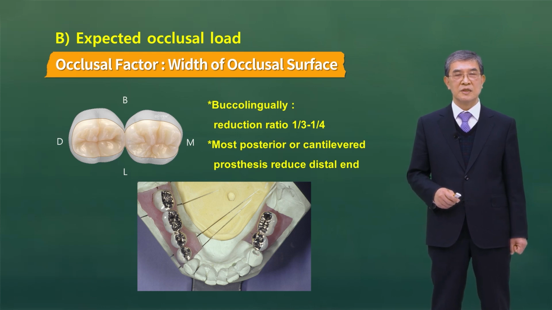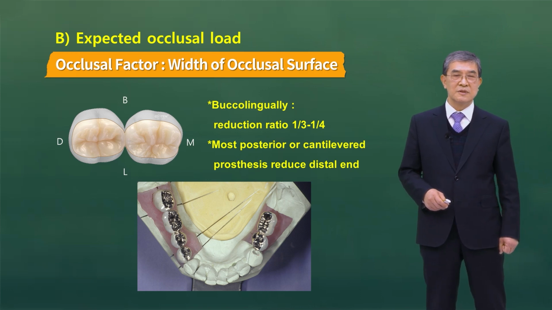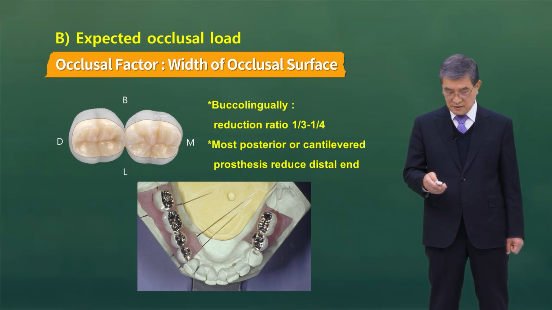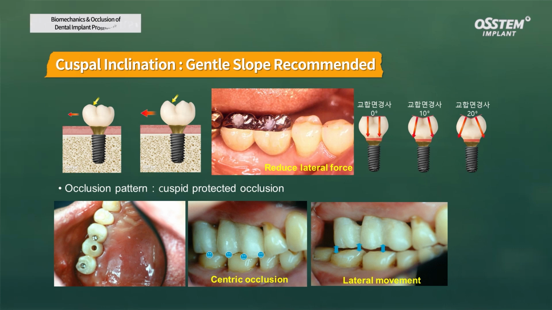If you look at the prosthesis design below, compared with the buccolingual width of a natural tooth, the implant's buccolingual width is smaller. Next is cuspal inclination. If the cuspal inclination is steep, as shown on the image, compared with when it is flat, lateral movement and bending moment can be bigger, and if it is flat, it can be smaller. At 0 degrees, 10 degrees, 20 degrees, you can see that the difference increases.